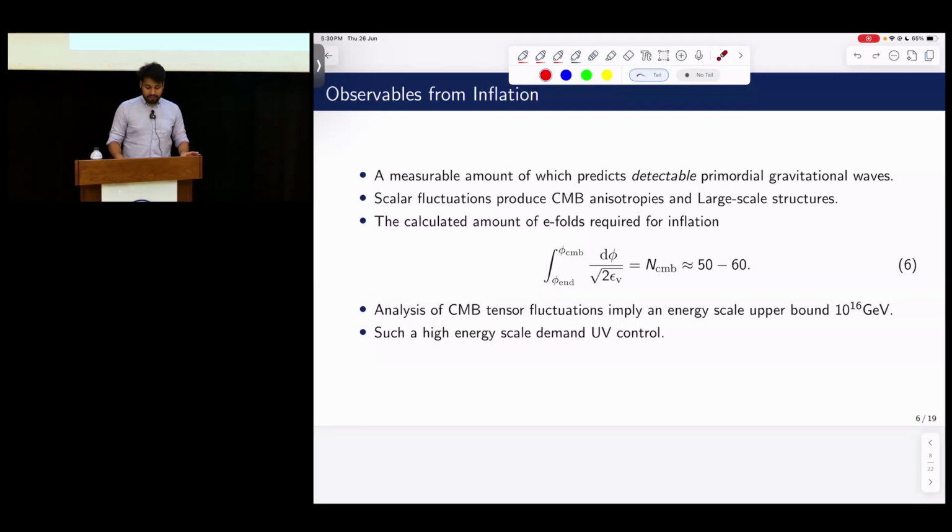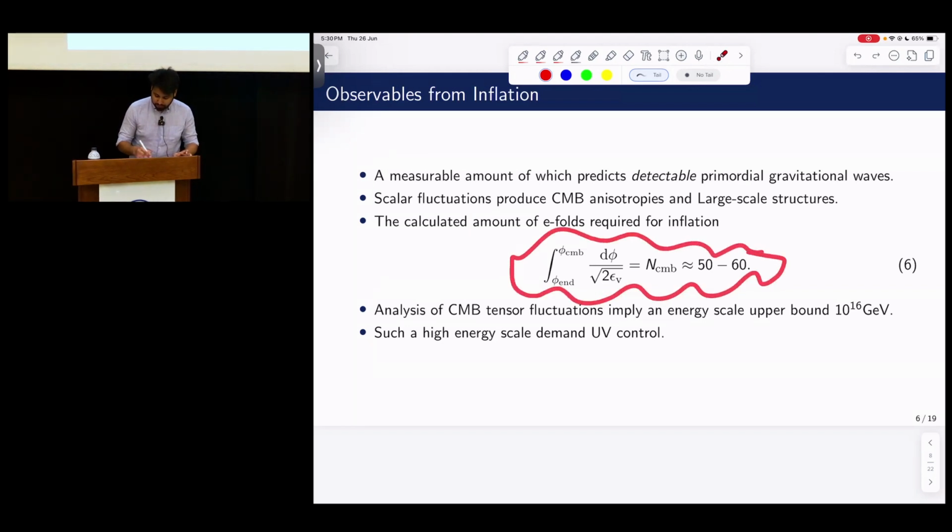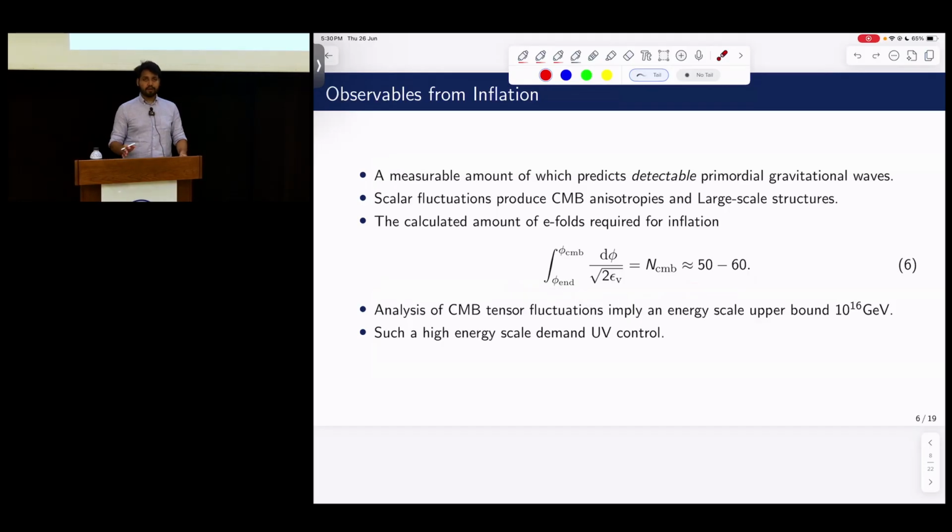So there's also this thing that we calculate, which is called the number of e-folds, which effectively looks like this, and it can also be rewritten to be effectively dependent on the potential. And we require a number of exponential e-folds to be around 50 to 60. That's the amount of e-folds that you require for sustained inflation, okay?